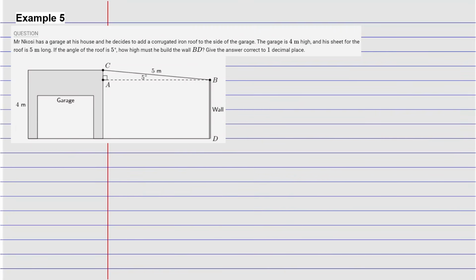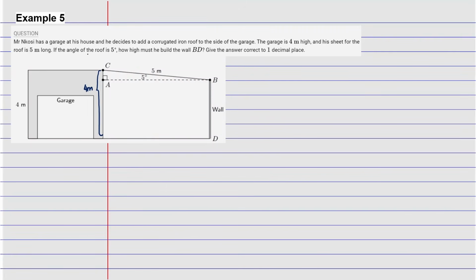It says Mr. Nkosi has a garage at his house and decided to add a corrugated iron roof to the side of the garage. The garage is 4 meters high. So this whole thing is 4 meters high, meaning this whole portion is also going to be 4 meters high. Hope that makes sense, right? And his sheet of roof is 5 meters. So the sheet of the roof is 5 meters long.